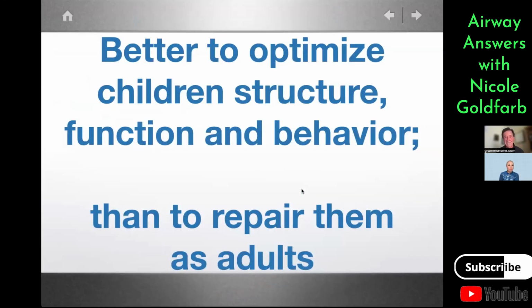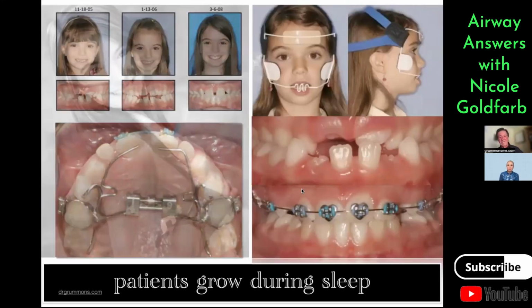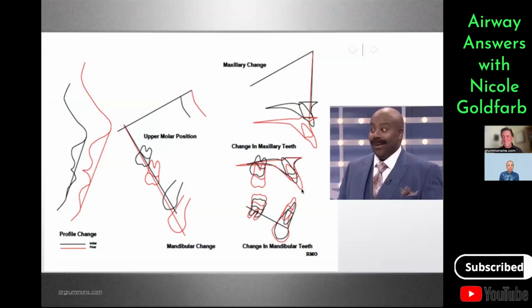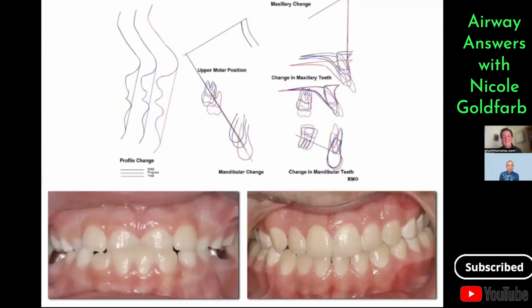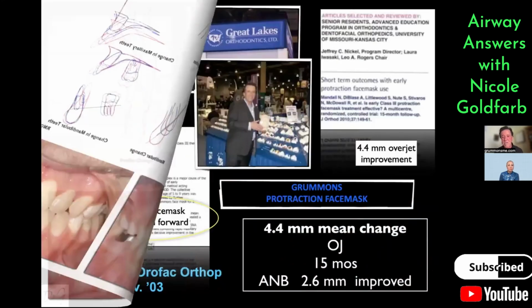And again, look at that smile. I mean, the smile is beneath the lip line. It looks very, very pretty. Okay, another example where I've done intrusion of the lower and extrusion of the upper.